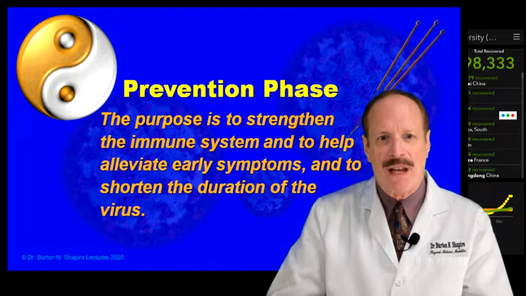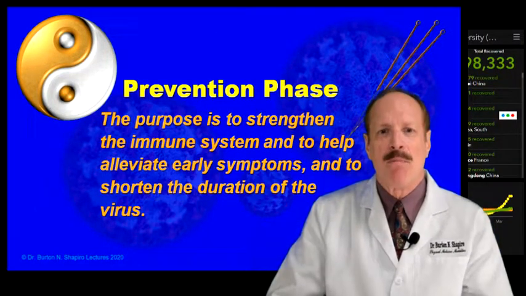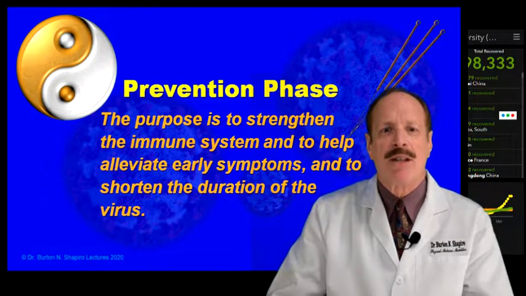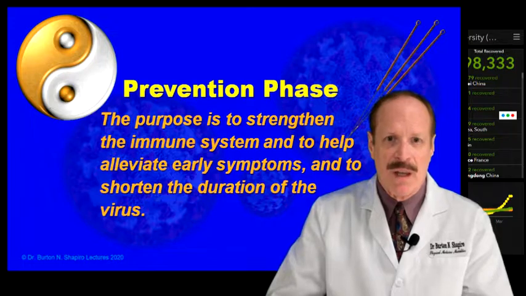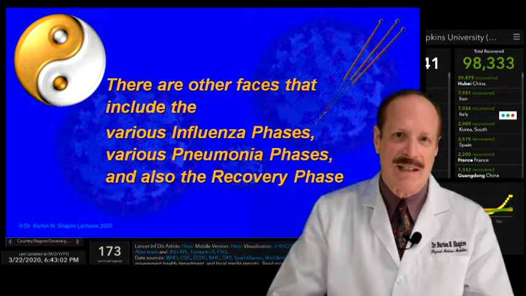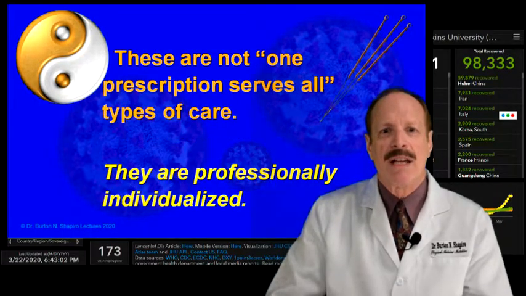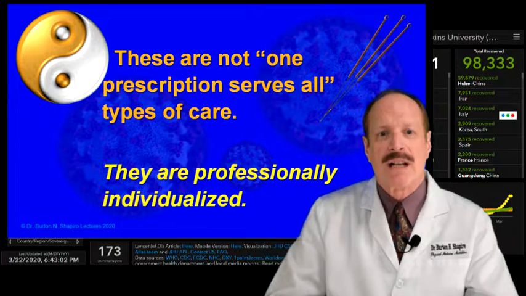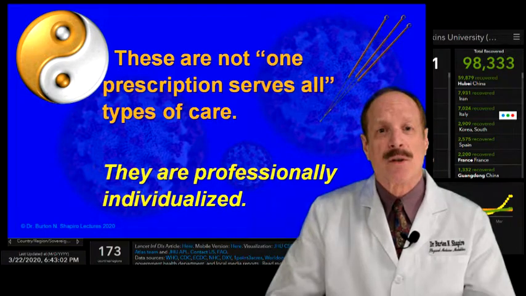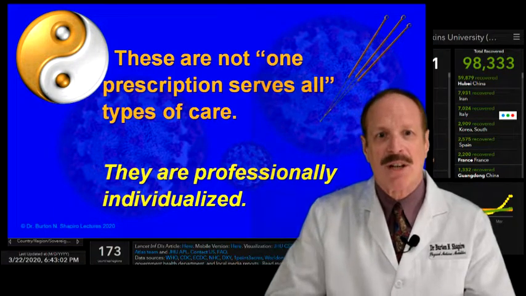There's a prevention phase to prevent and promote your immune system to alleviate early symptoms and shorten the possible duration. There are other facets like the influenza phase, the pneumonia phase, the recovery phase. These are not one prescription serves all types of care. They are professionally individualized. And I can provide that type of care, and I'll have some great ideas for you in my newsletter that we'll discuss later.